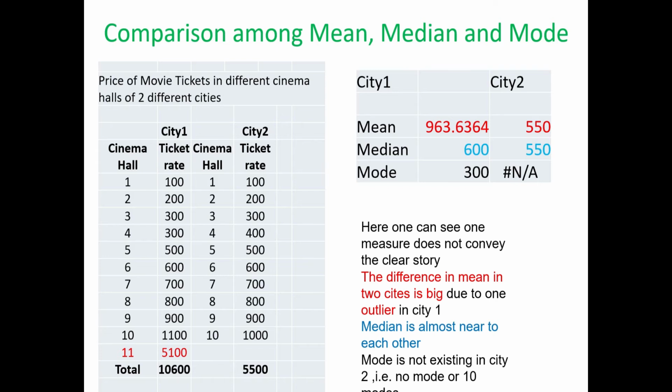Now we calculate the median. In the first case, the median is 600. In the second case, city 2 is 550 because there are 10 observations, so we take the average of the fifth and sixth observations, that is 550. So median is not affected by outliers. So median is almost the same, you can say. And mode in city 1 is 300. But there is no mode for city 2 because no value is repeating itself.